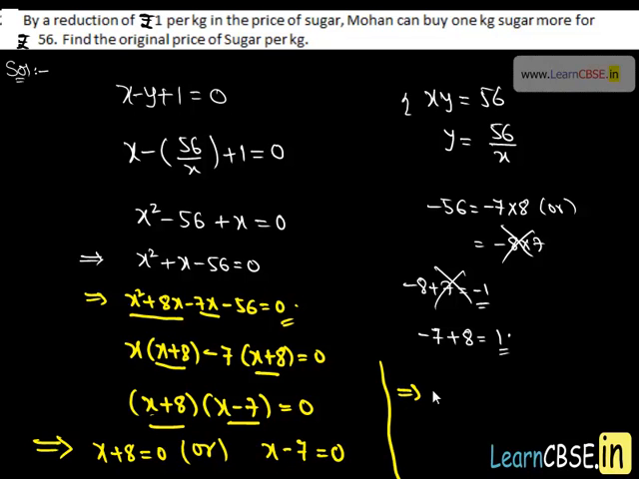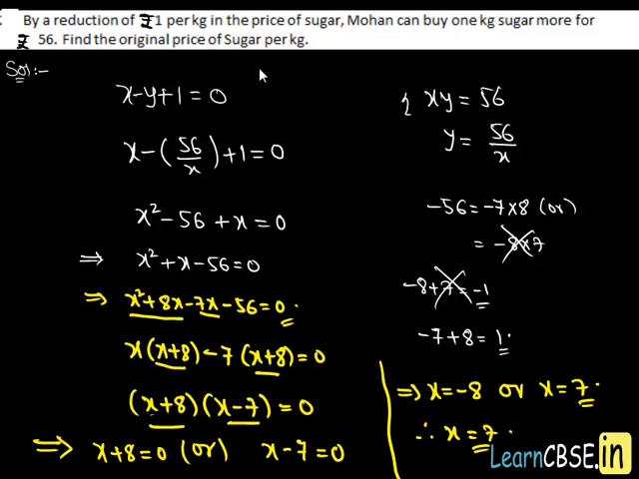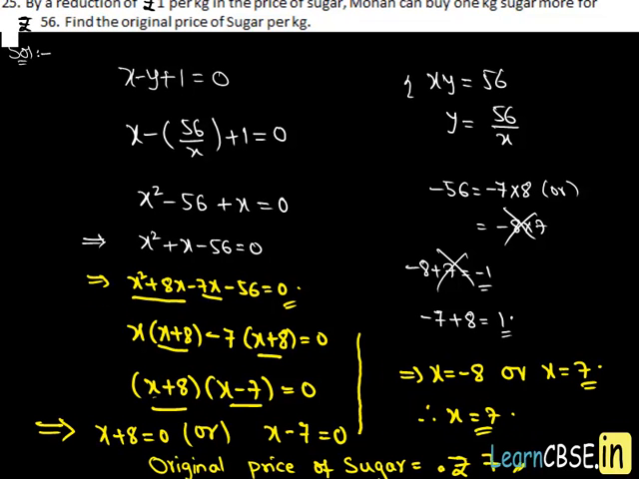The value of x is negative 8 or x is equal to 7. Here we assume x is the price of sugar per kg and there is no negative price. So we take the value of x as 7. Therefore, the original price of sugar is 7 rupees. This completes our solution.